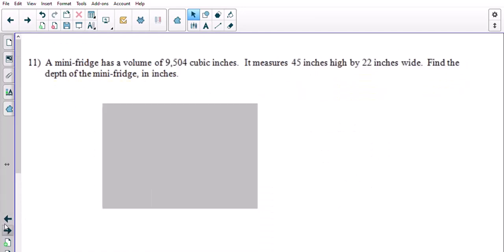All right, let's move right ahead and take a look at number 11. A mini fridge has a volume of 9,504 cubic inches. It measures 45 inches high by 22 inches wide. Find the depth of the mini fridge in inches.